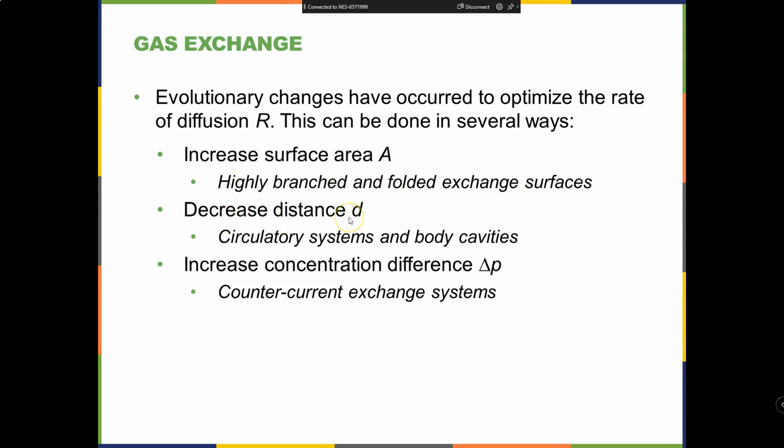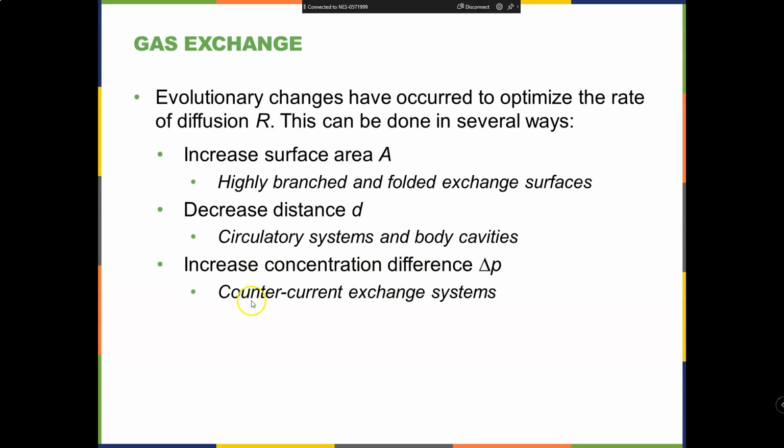Decrease the distance D. How do we decrease the distance that diffusion has to occur, from A to B? Well, that's what circulatory systems and body cavities are for, is to bring that distance from the outside to the inside down virtually by having this high-speed fluid moving around all over the place, and of course folding the body up, so that's got a lot of surface area, which is kind of related to this, but internal surface area, lots of body cavities for things like that to occur.